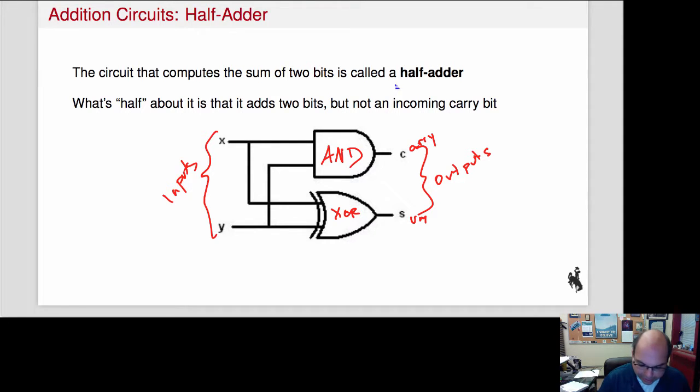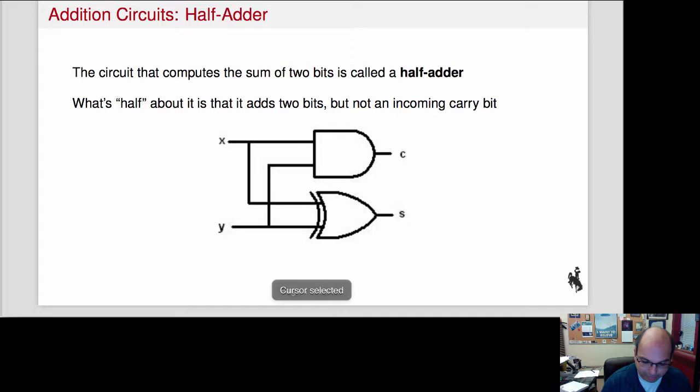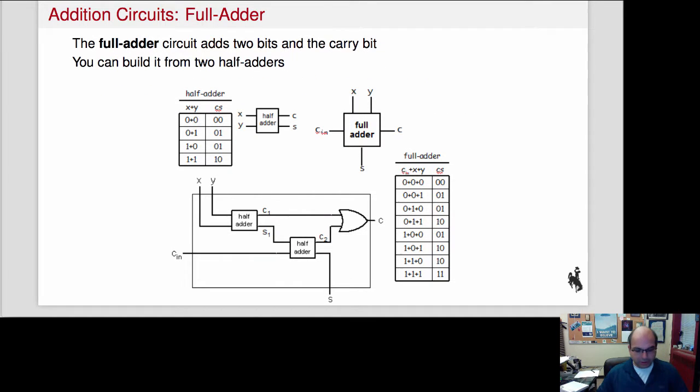It's called a half adder, as opposed to a full adder. The reason that it's half is because it produces a carry bit, but it doesn't do anything with a carry bit coming into it. So we need to deal with that. We need to actually fix what happens when a carry bit is coming in, and that'll make it a full adder.